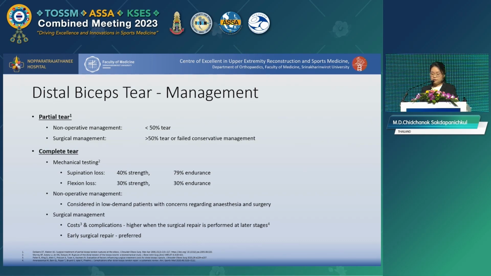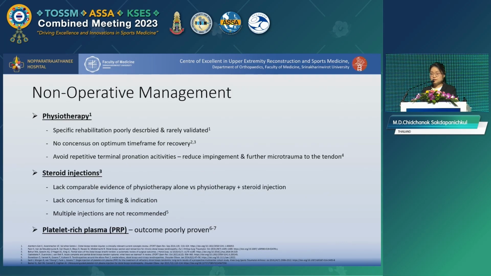Conservative treatment is usually chosen when the tear is less than 50%, but if it's more than that or fails conservative treatment, then surgical treatment is needed. What about incomplete tear? If it's left unrepaired, there will be a loss of supination and flexion strength and endurance. So surgical treatment is recommended. There's no consensus on the standard protocol for non-operative management, but the options are physiotherapy, steroid, or PRP injection.